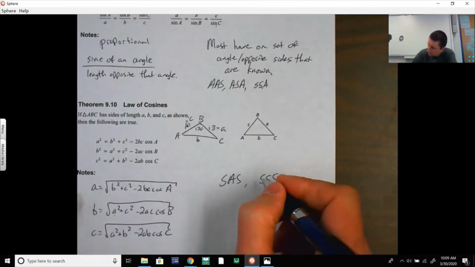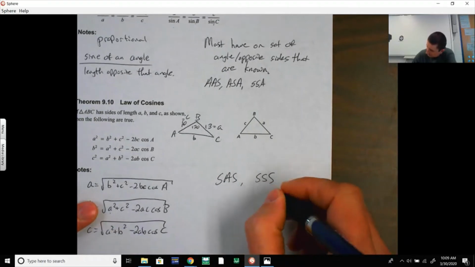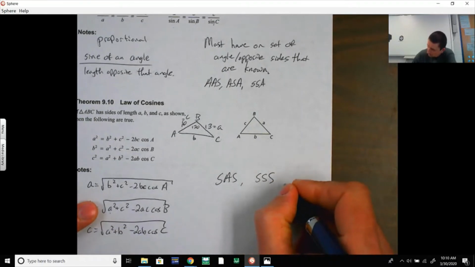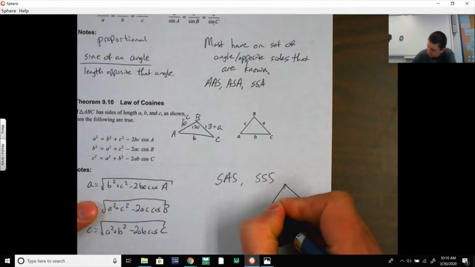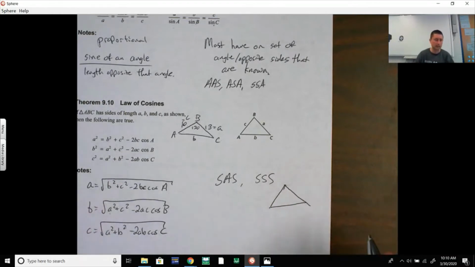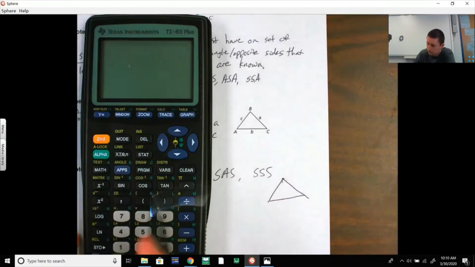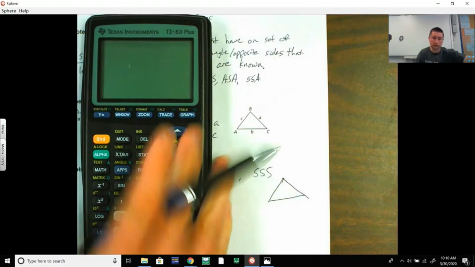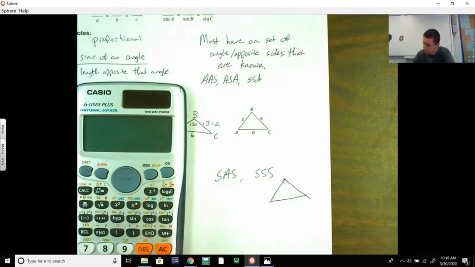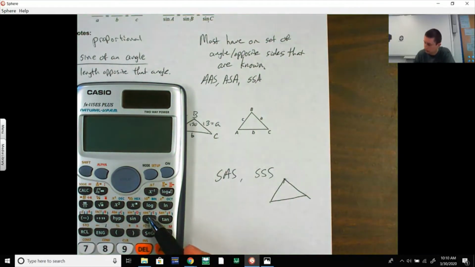Okay. For side, side, side, if you know three sides, then you have to look for an angle. And that's going to be a little bit new. We have to use what they call the inverse cosine, which is a secondary function. Notice there's cosine. I'm going to have to use inverse cosine. Let me get my scientific calculator here.